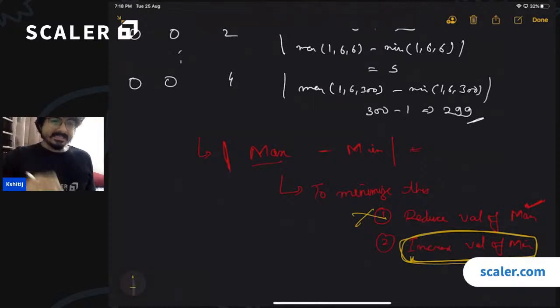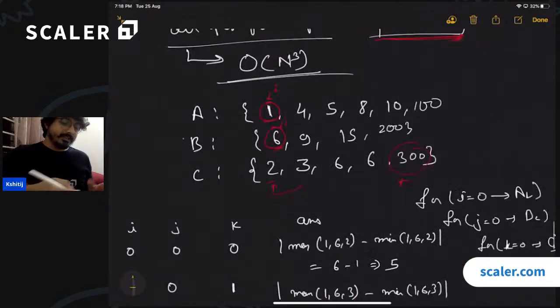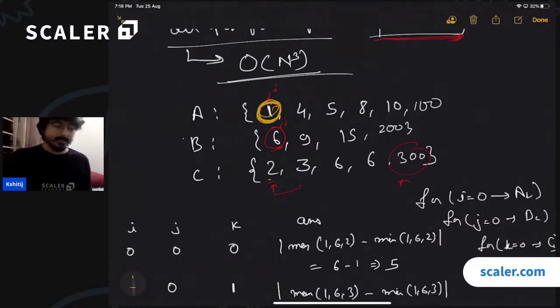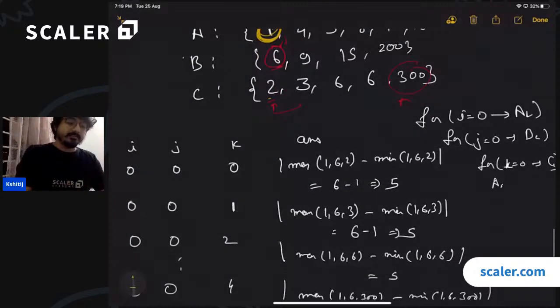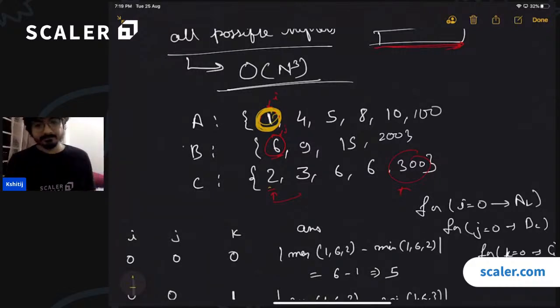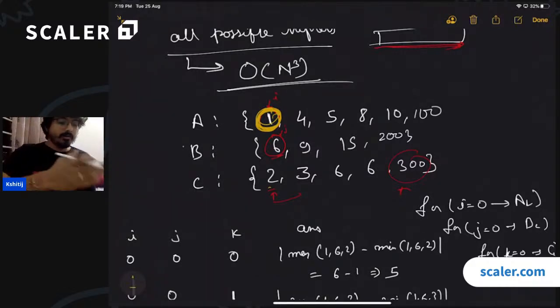How can you increase the value of minimum? Can you increase the value of minimum without changing the pointer pointing to the minimum element? No, right? Out of 1, 6 into 1 is the minimum. So if you have to reduce the value of this equation, you have to increment the value of this minimum element. Okay. So how can we now optimize this brute force approach?